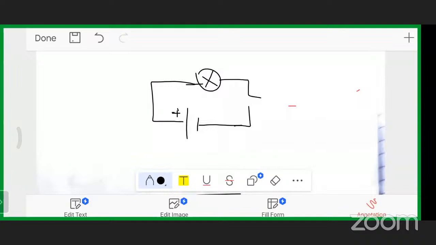The switch is not closed. The switch is open, not closed. Very good. So the current is not in a continuous or a complete path. Because for us to talk of current to be flowing, let me talk of what happens.